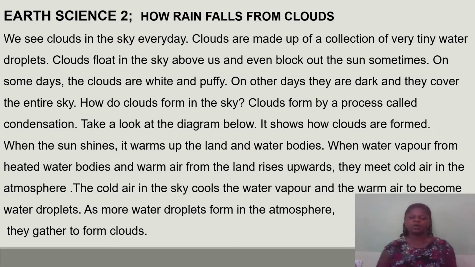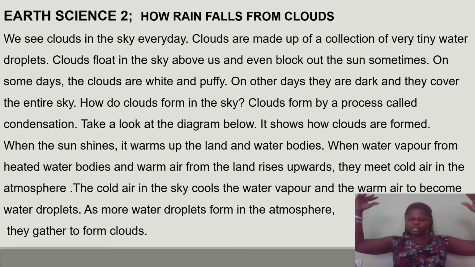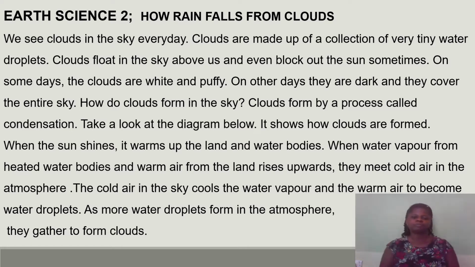There is a picture on the next page. We'll look at it. It shows how clouds are formed. Okay, now when the sun shines, it warms up water bodies. When the water vapor from the heated water body and warm air from the land rises upwards, they meet cold air in the atmosphere. Now the cold air in the atmosphere will cool the water vapor and the warm air to become water droplets. As small water droplets form in the atmosphere, they gather together and form clouds.